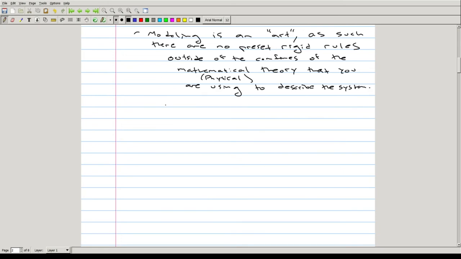And I also want to point out that, however, there are patterns. These are patterns of best practice that are common to good mathematical models, or to just good models. And these help avoid many pitfalls that are common to creating a mathematical model.